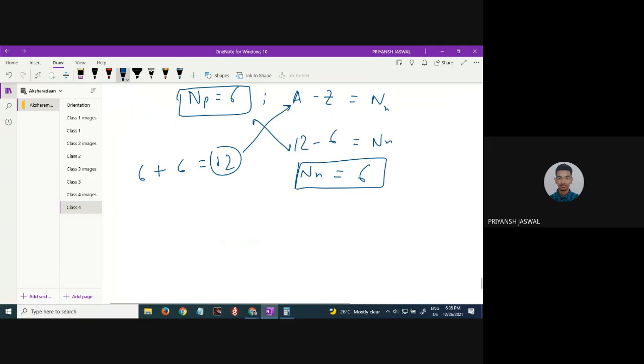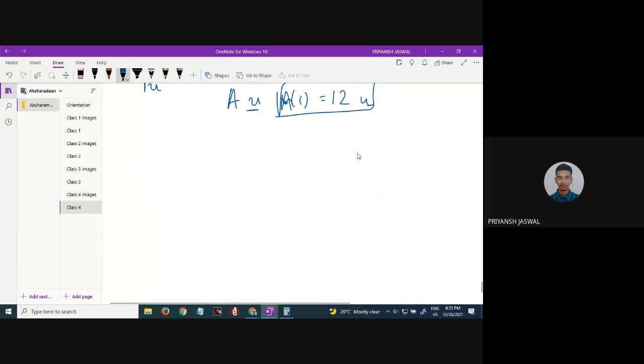And since each of these nucleons weighs 1 u, that is 1 unified atomic mass unit, the total mass will be A and there will be the symbol u. That is for carbon, its atomic mass is 12 u. So this was all about atomic number and mass number.